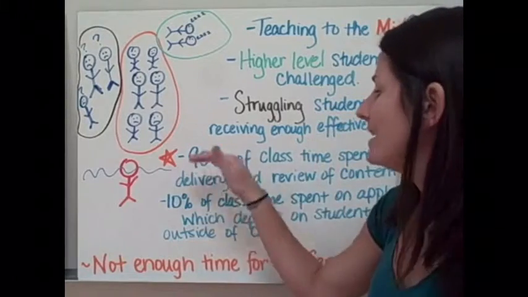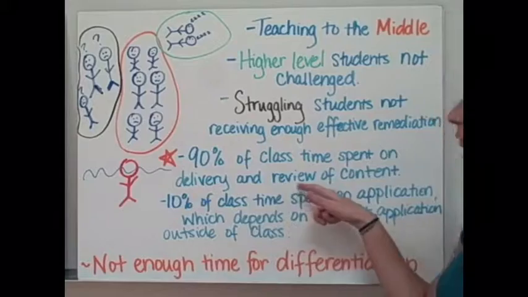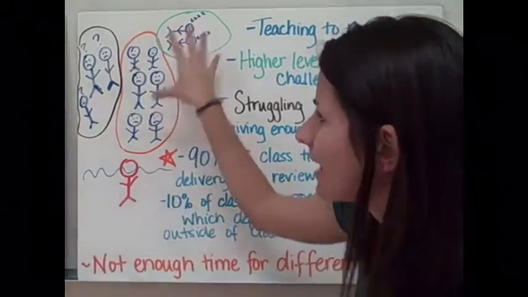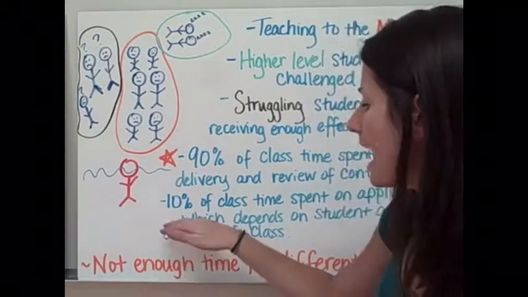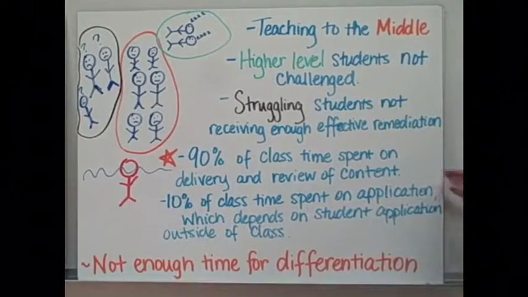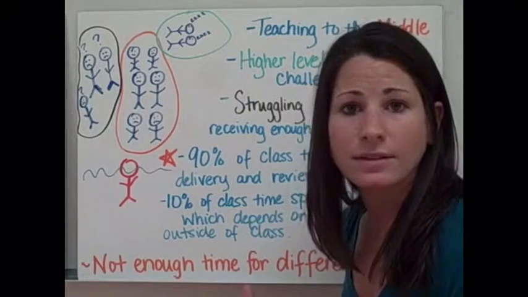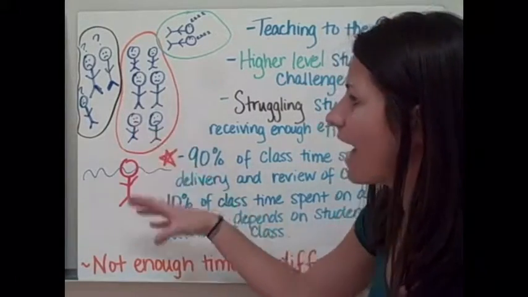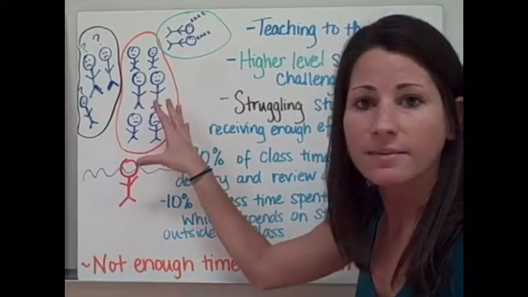This led to a 90% use of class time being spent on delivery and review of content. 90% of the time I was at the front of the classroom lecturing to a group of students, and I wasn't meeting all of their needs. 10% of class time was actually spent on application, which led to students having to go home or outside of class and work on applying the concepts that I was giving out in class.